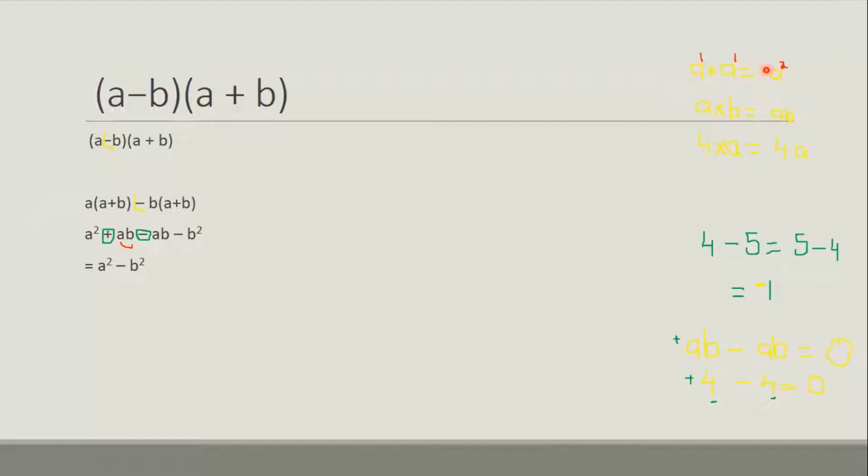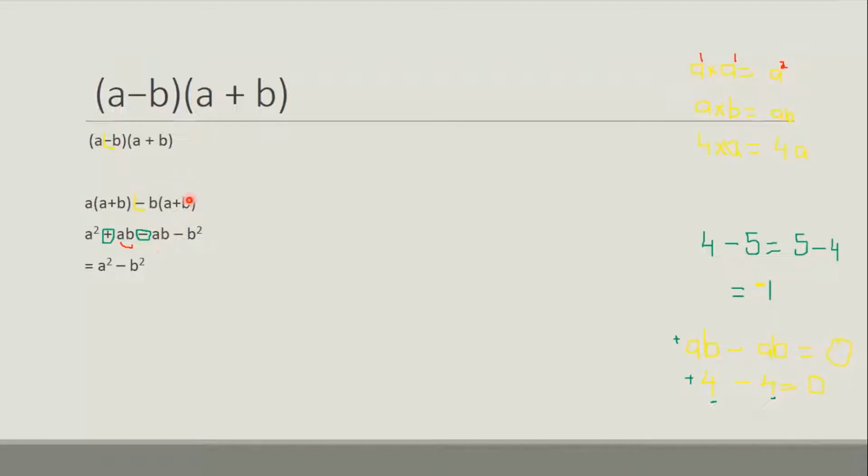So all you have to do is put the a there and add the exponents to get a 2. So a squared plus a times b gives you ab. You just have to add the b next to the a, then minus b times a. Remember, negative times a positive gives you a negative, so it's negative ab.